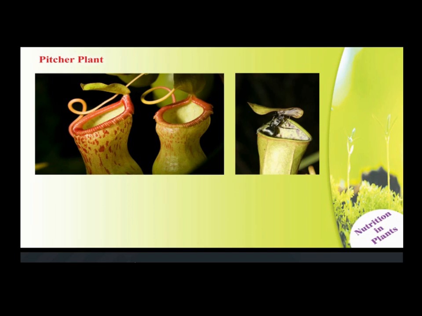The walls of the pitcher secrete digestive juices which digest the proteins present in the body of the insect to form simple nitrogen compounds like amino acids. These simple nitrogen compounds are absorbed by the walls of the pitcher and used by the whole pitcher plant for making proteins. Okay children?